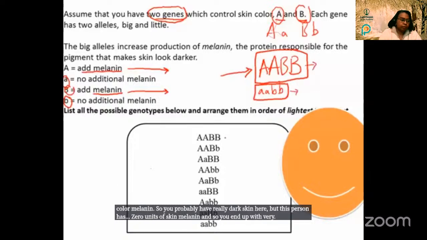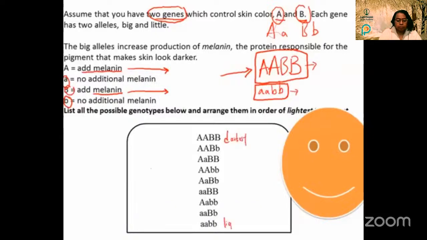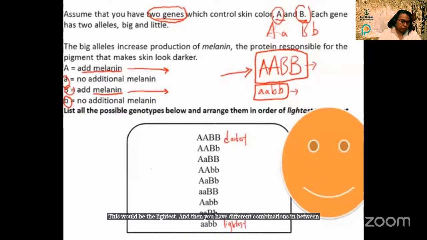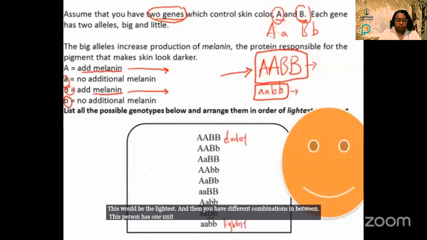And so look at all these combinations here. This would be darkest. This would be the lightest. And then you have different combinations in between. This person has 1 unit of melanin, 1 unit, 2 units, so they're going to be a little bit darker, 2 units, 3 units, and then 4 units, the darkest. So you get a range, and that's just by assuming there's 2 genes.